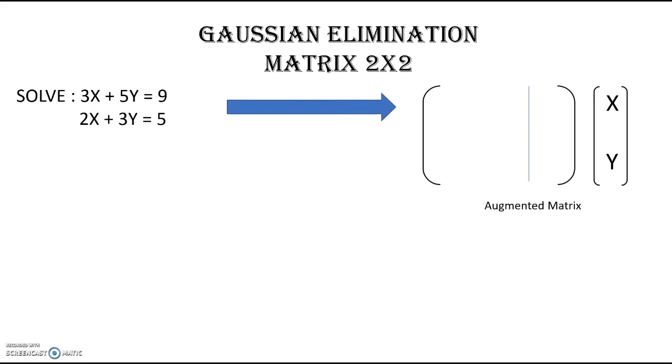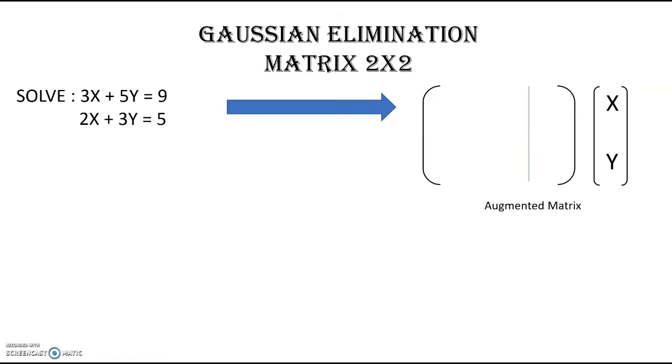So now I'm going to explain how to solve a 2 by 2 matrix using the Gaussian elimination method. The question is 3x plus 5y equals 9, 2x plus 3y equals 5. We need to find the value of x and y using the Gaussian elimination method. In order to solve the problem, we need to convert the linear equations into augmented matrix format like this. So now we're going to transfer the coefficients of the variables into the matrix format.